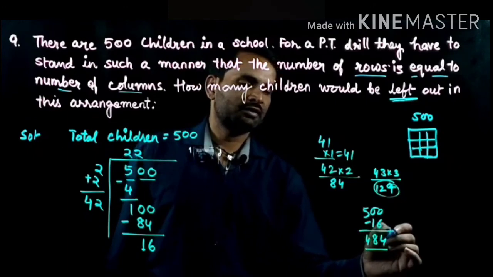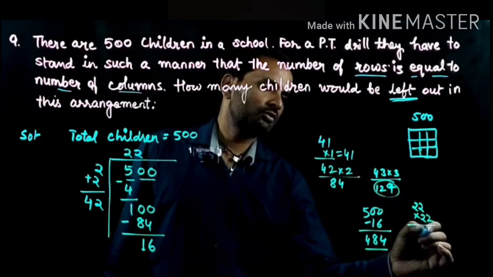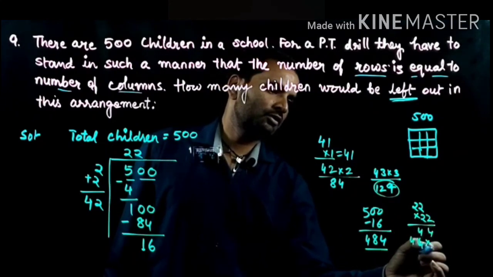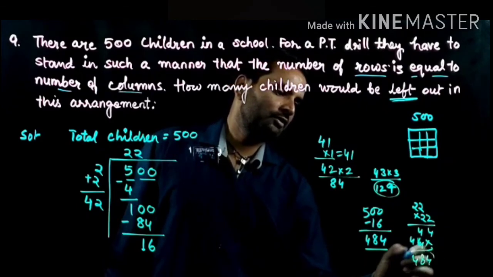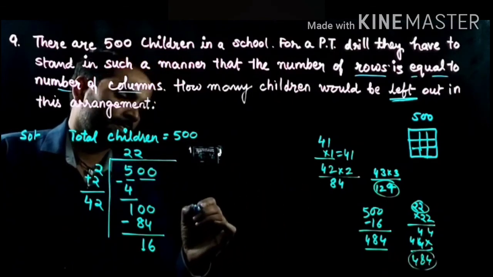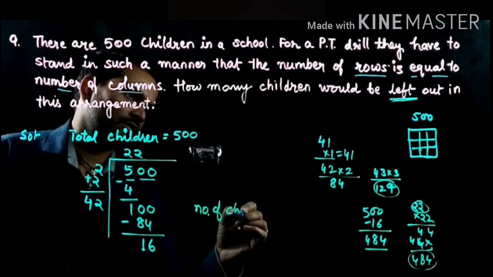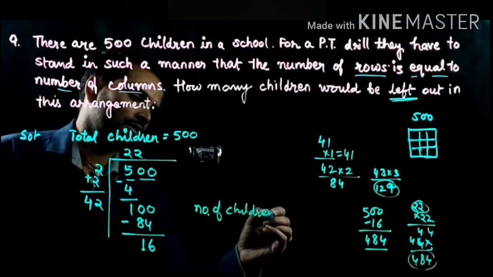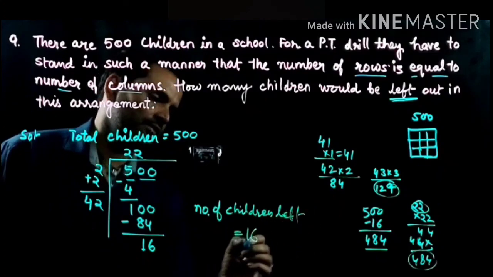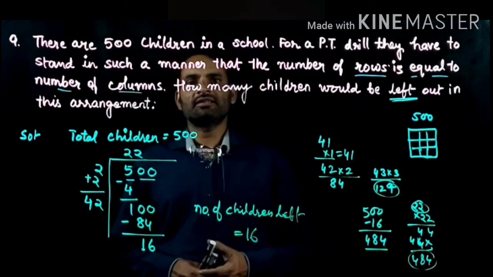That 484 is the square of 22, since 22 into 22 is 484. It means the number of children left is 16. Okay, now finish the exercise and revise this chapter.